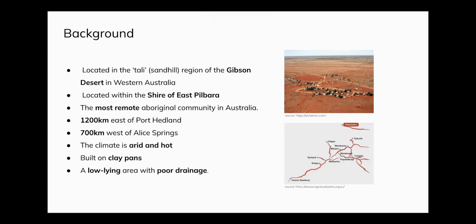Kaviokura is one of the most remote communities in Australia, a small community in the Gibson Desert in Western Australia, 1,200 kilometers east of Port Hedland and 700 kilometers west of Alice Springs. Its climate is arid and hot. Kaviokura is built on clay pans, a low-lying area with poor drainage, and this makes the community vulnerable to flooding.